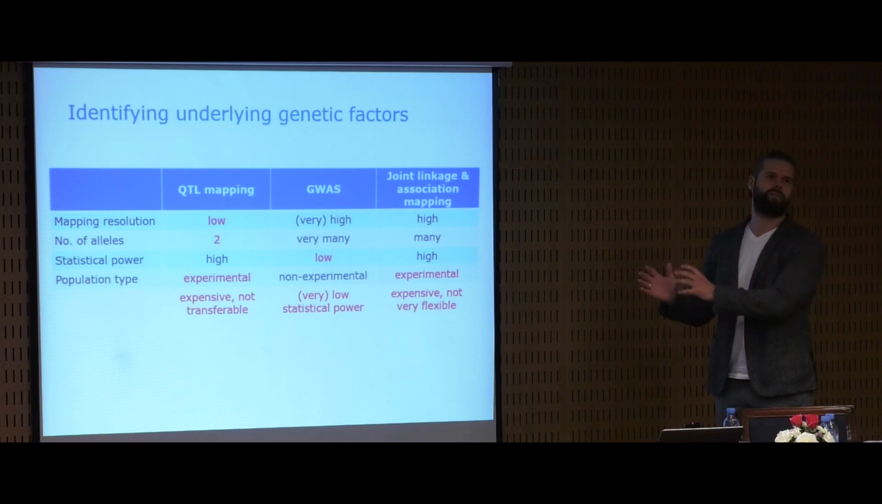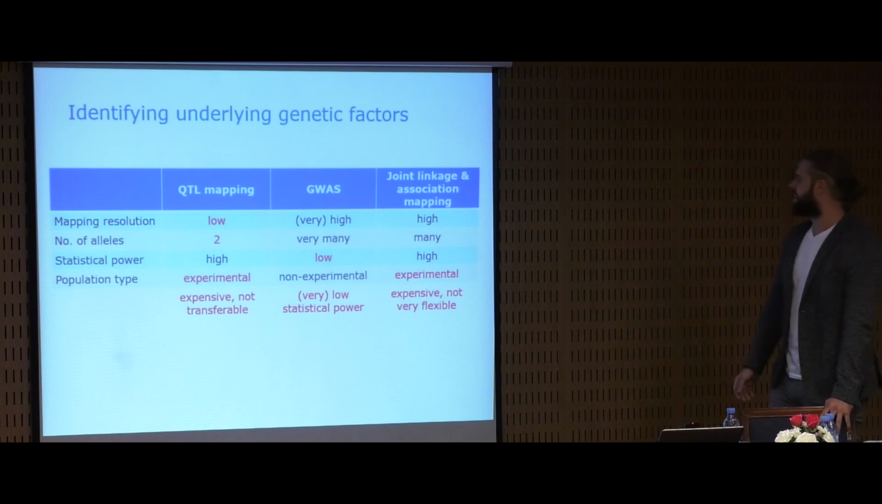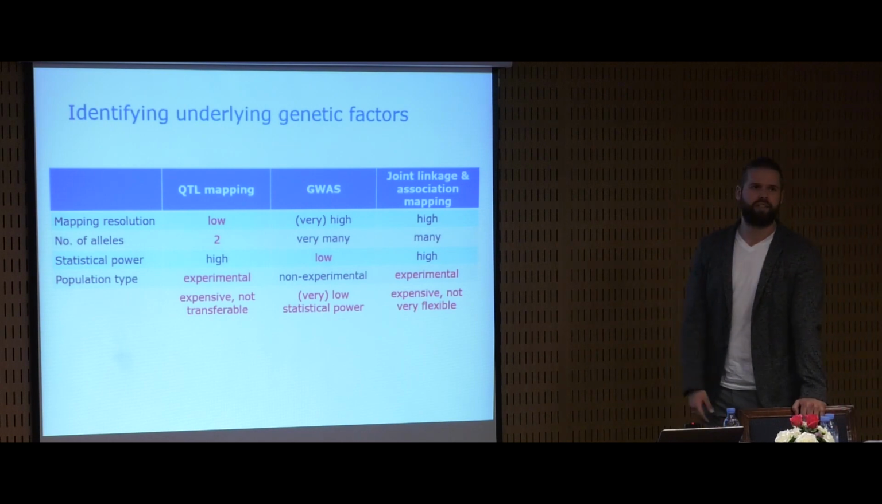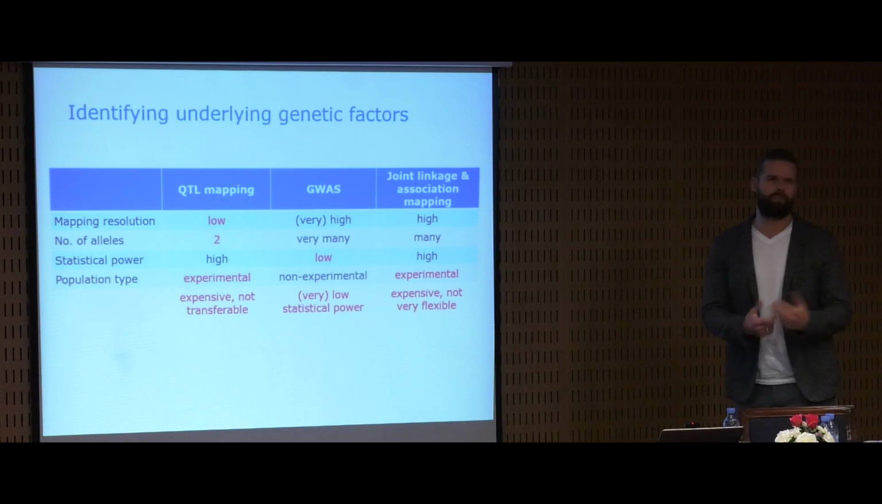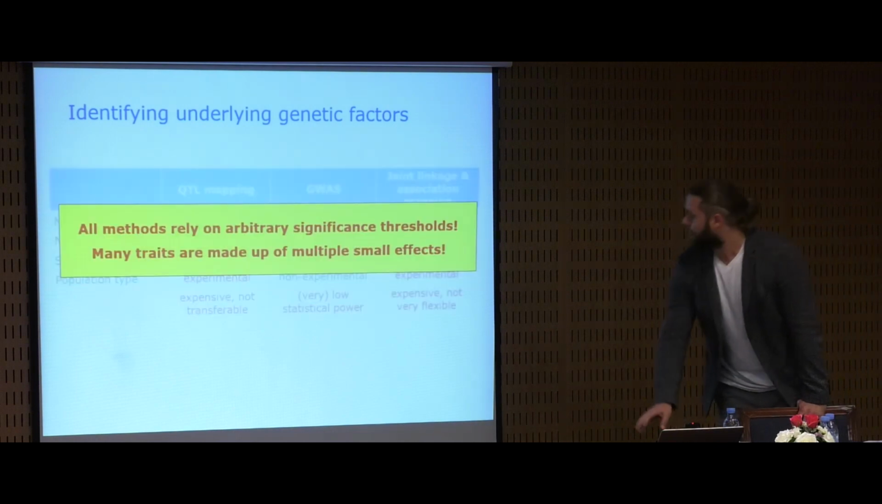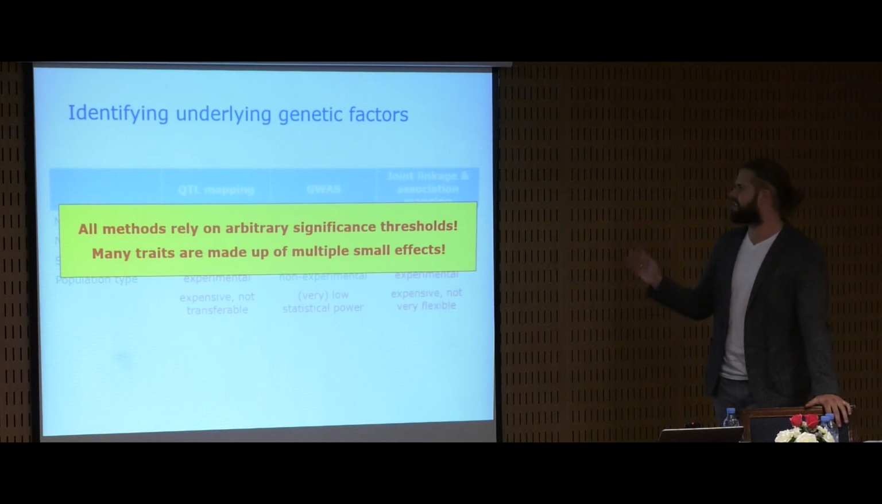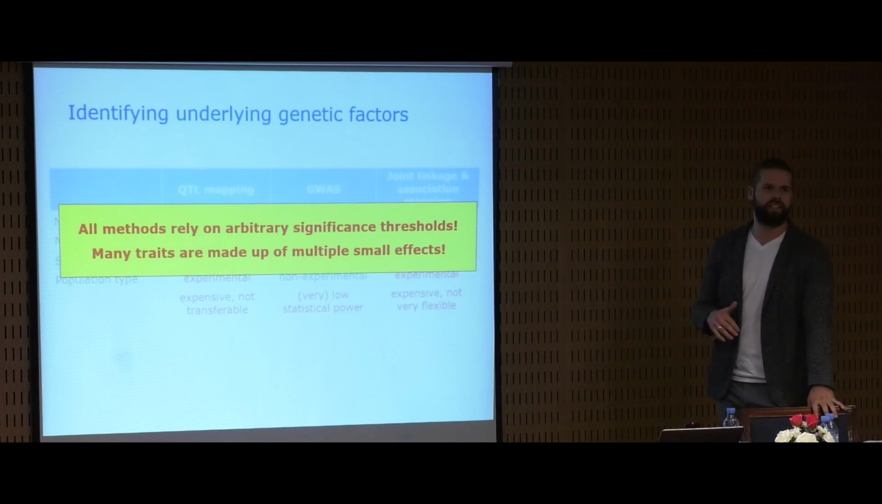GWAS, especially in our small population, we would really have serious problems with statistical power to detect anything. And yeah, obviously, joint linkage and association mapping is pretty inflexible and pretty expensive and takes quite a while to set up. And most importantly, all of these classical mapping approaches, they really rely on arbitrary significance cutoffs.